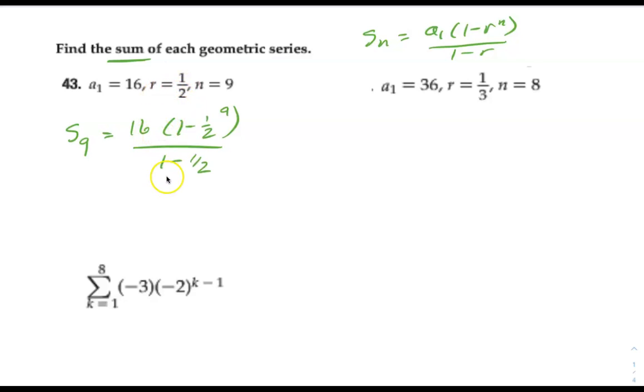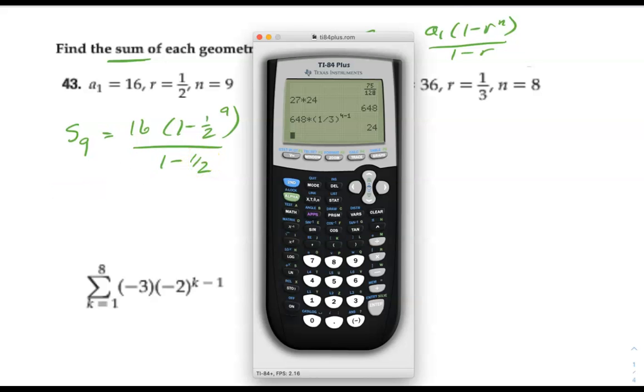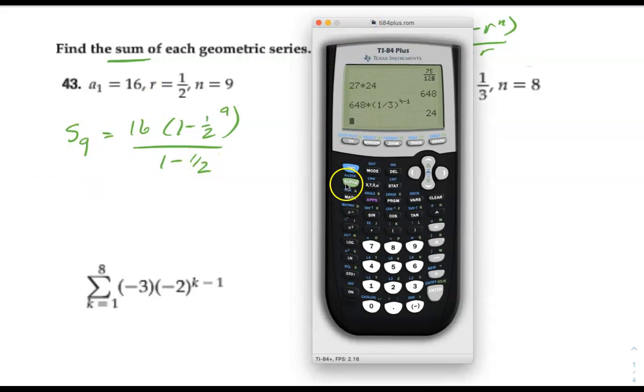If you want to simplify it a bit, this is 0.5 on the bottom. Other than that, though, you can just sub it into your calculator. I will use the alpha y equals button to make a fraction. And I get 16 times 1 minus 1/2 to the 9th power, all over 1 minus 1/2, or just 1/2. So I get 31.9375. And again, if you want to make it a fraction, you hit math, hit fraction, hit enter, and you get 51 over 16. Either answer is the same to me. They're equivalent, so whatever you prefer.